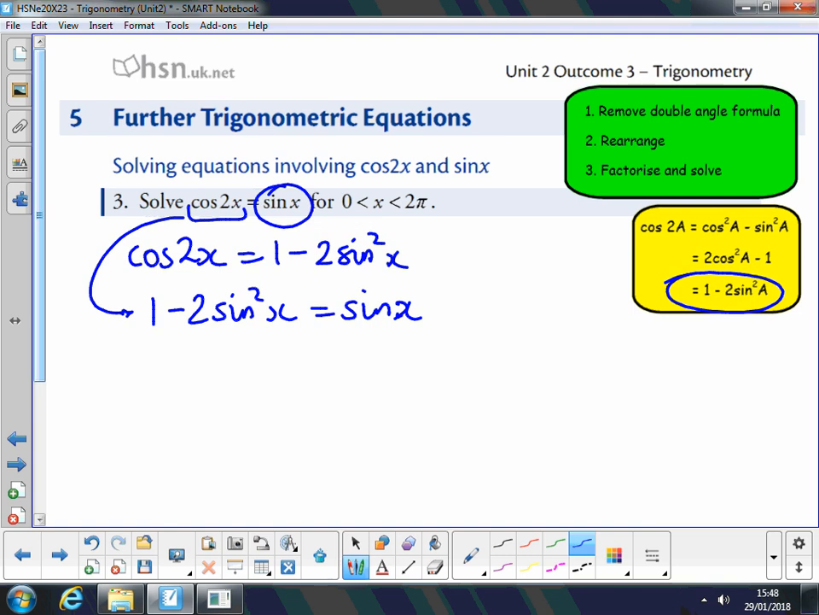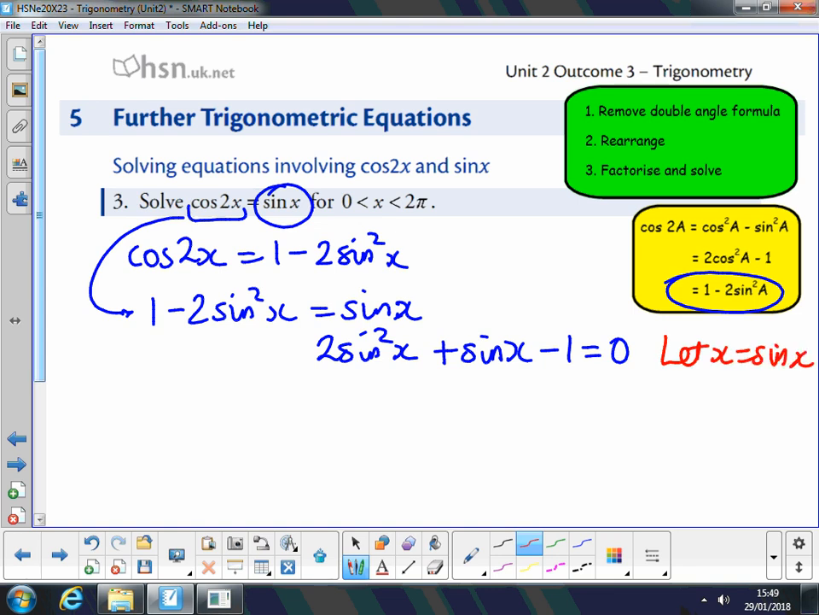So, move everything over to the right hand side, so that would give me 2 sin squared x. We already have plus sin x there, and we're going to subtract 1 from both sides, and that is equal to 0. So we're going to factorise, so let x equal sin x. So we have 2x squared plus x minus 1 is equal to 0.